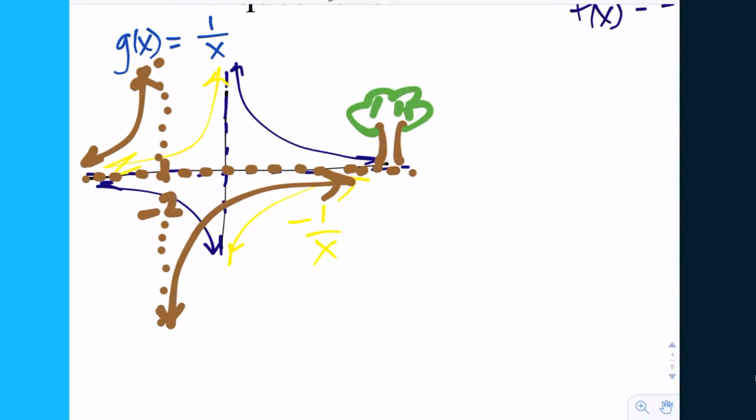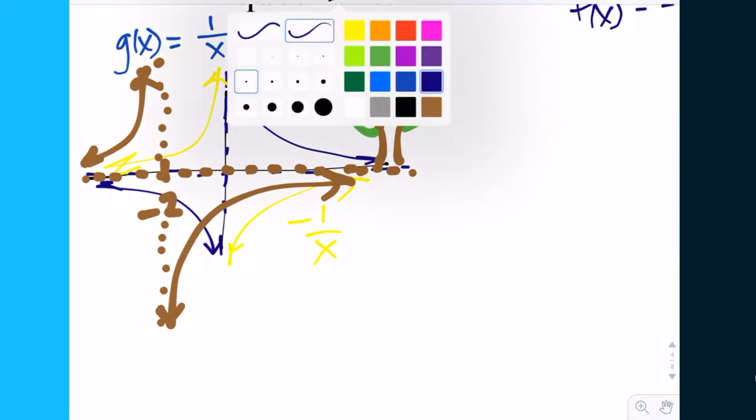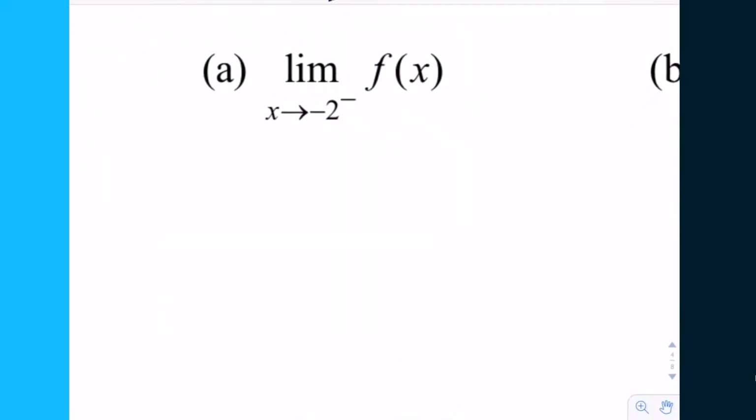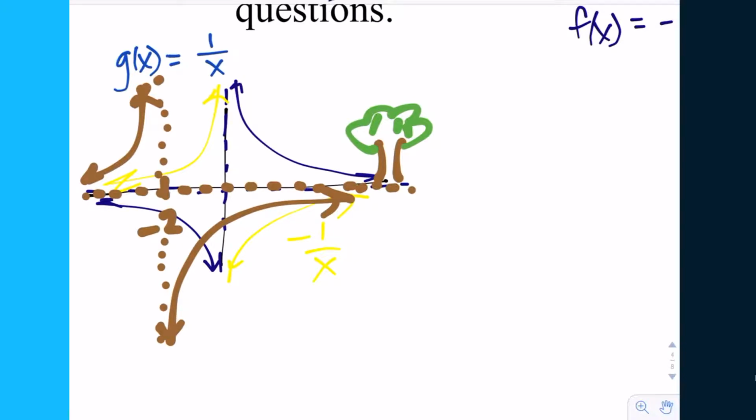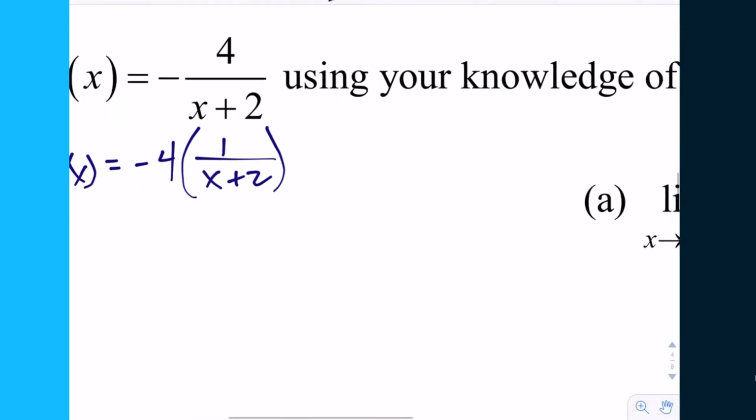And now that you know what the graph looks like, you can answer the questions super, super fast and super, super confidently, right? Let's try them out. Question number A, which is really a letter. The limit as x goes to -2 from the left. Okay, so go over to the beefy brown graph. What are we approaching as we approach -2 from the left-hand side? We're going up to infinity.